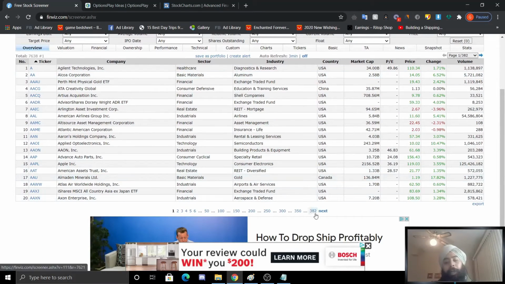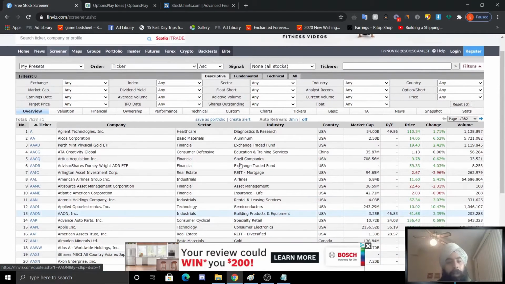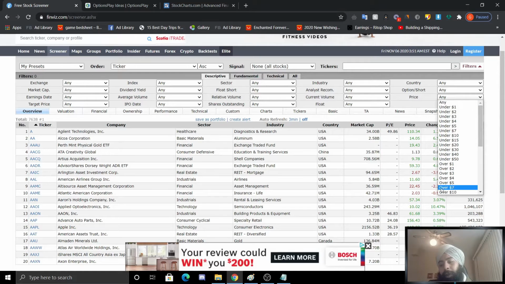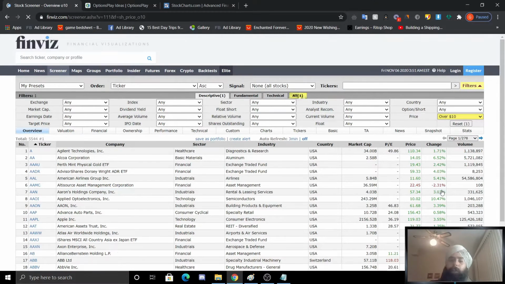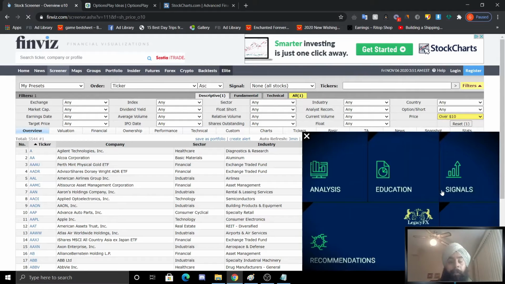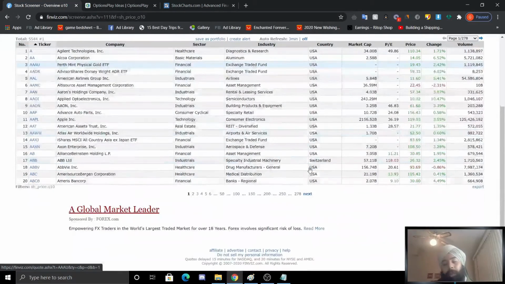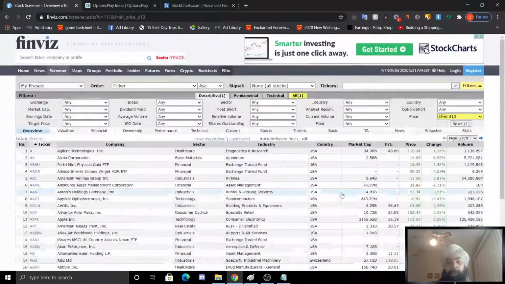Now we have 382 pages. That's a lot, right? And every page has like 20 stocks. So you use some filters. What are the filters you need to use? You need to filter it by price. So let's say you're looking for a good stock. Let's say we're looking for stocks over $10. We can do that. Looking for something over $50, we can do that. Let's say I want to do penny stocks, I'll be looking for something below $1. So depending on that, I'll sort my stocks. So instead of 382 pages, I now have 278 pages.